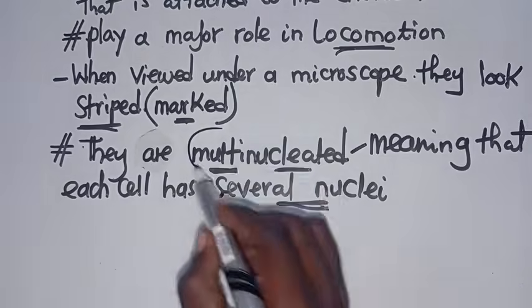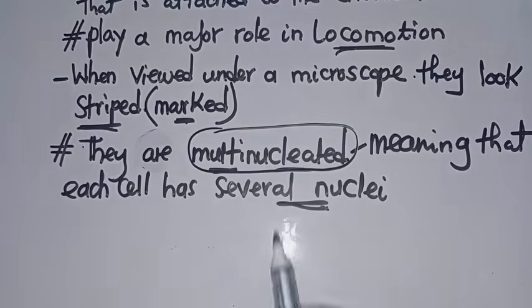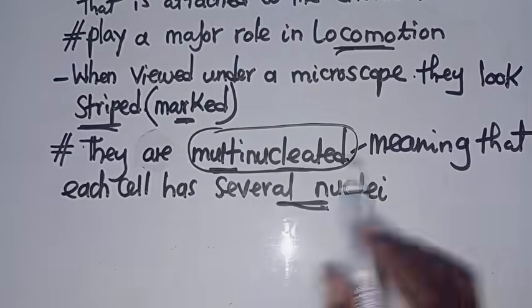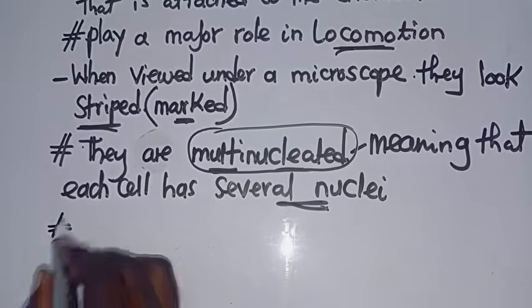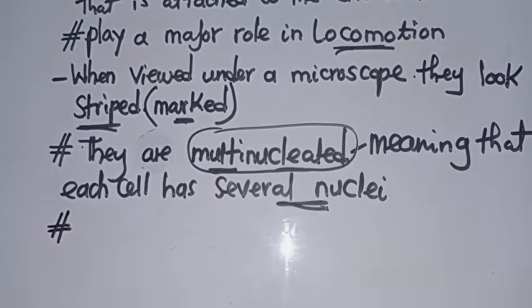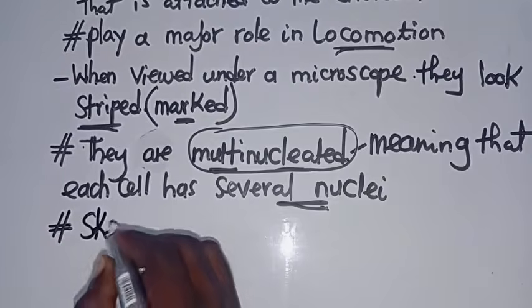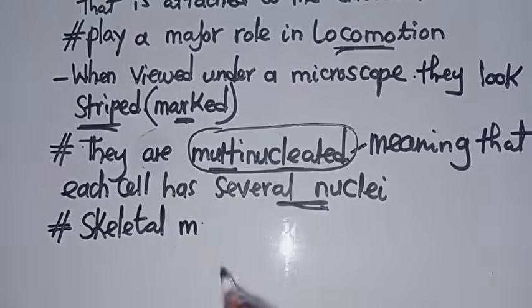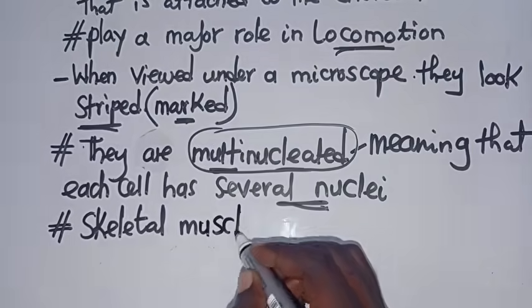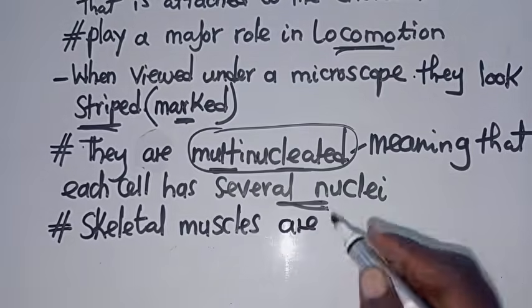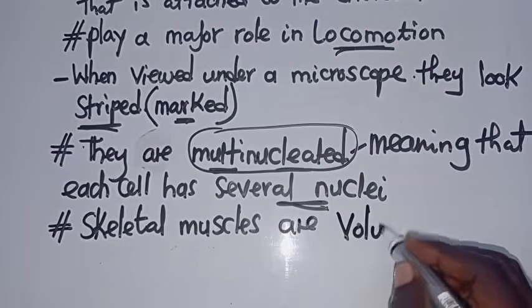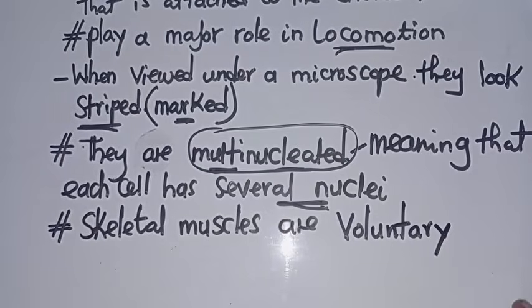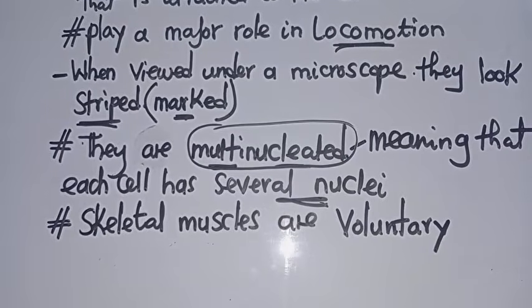Aside from looking at this characteristic of skeletal muscles, that they are multinucleated, you also need to understand that I already told you skeletal muscles are voluntary. What do I mean when I say that skeletal muscles are voluntary?